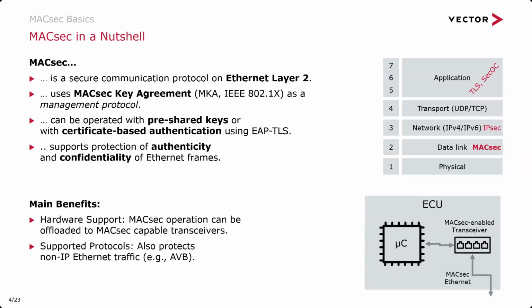Now, the main benefit of MACsec is that it can be hardware accelerated. If you have a MACsec-capable transceiver, for example, on an existing ECU design, this transceiver can basically protect all the payload at a very high speed. So if you have, let's say, 1 gigabit of network bandwidth, then this transceiver can, in hardware, protect at line speed all the traffic without any impact on the host CPU or host HSM.